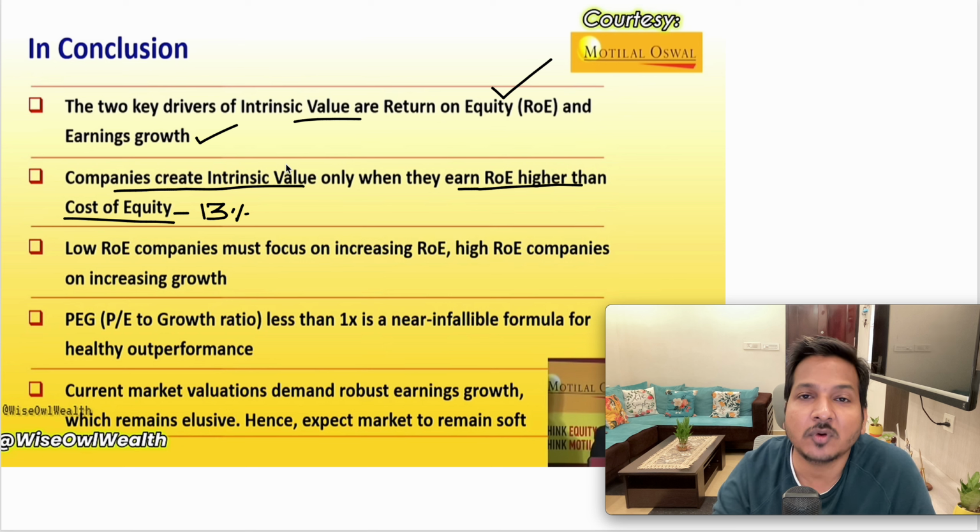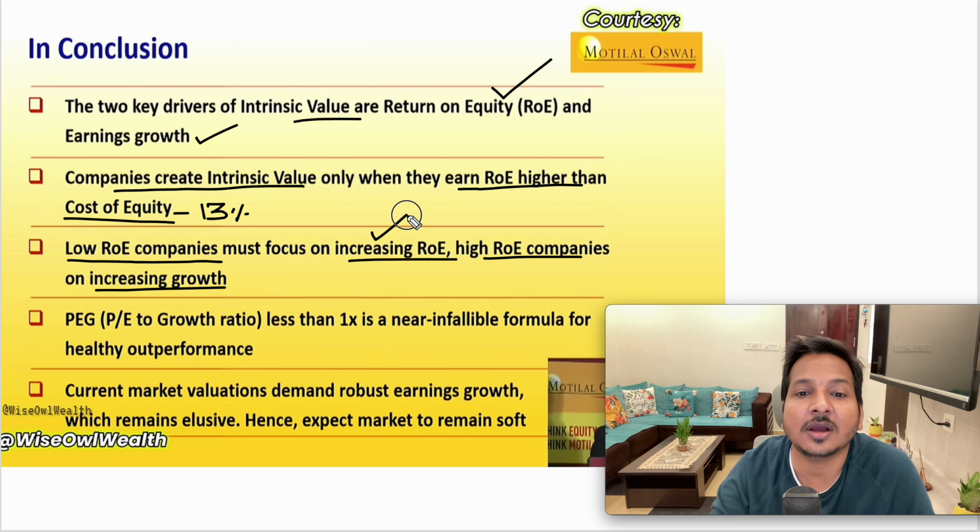So you have to always look for companies which have higher ROE of 20, 25, 30. Low ROE companies should focus on increasing ROE, and high ROE companies should focus on increasing growth. Let them focus. You should focus, while buying, on whether in quarterly or annual results the low ROE companies are increasing ROE or not, and whether high ROE companies are increasing growth or not. This is your homework you should do.